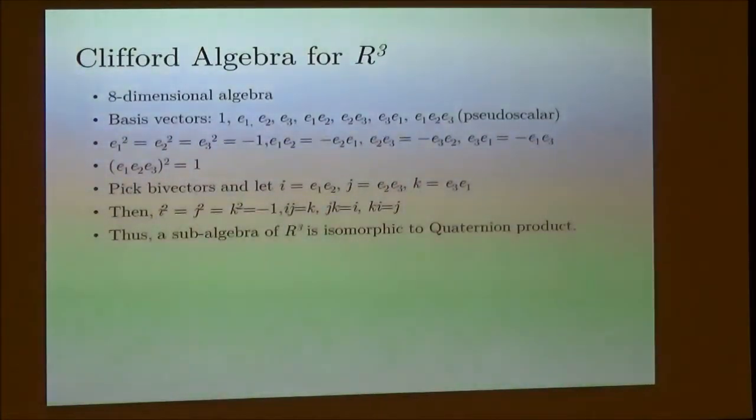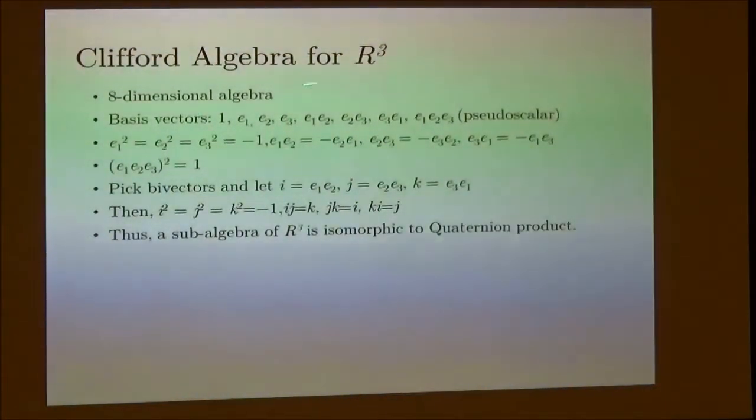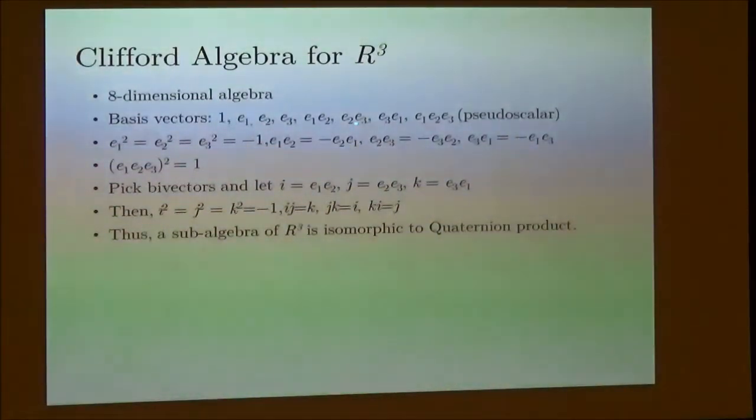So this is showing you that if you pick a few basis vectors from this full range of basis vectors that are available to you in the Clifford algebra for R3, you basically get isomorphism with the quaternion multiplication. So what are the kinds of vectors you pick? You basically pick even grade vectors over here.